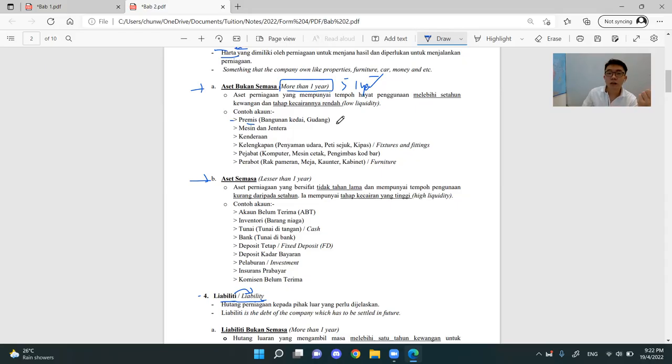Boleh. Takkan you stay in your house, after 1 year you change another house, you move to another house? No. After 1 year, your house is still there. After 5 years, your house is still there. After 20, 30 years, your house is still there. Therefore, premise is definitely more than a year. And when it is more than a year, kita panggil dia aset bukan semasa. Are you clear? If yes, you give me an ABS, aset bukan semasa.